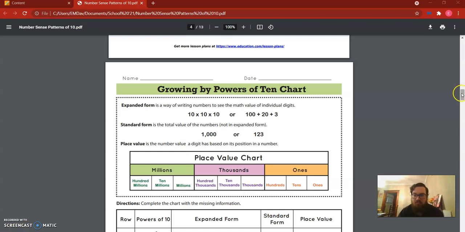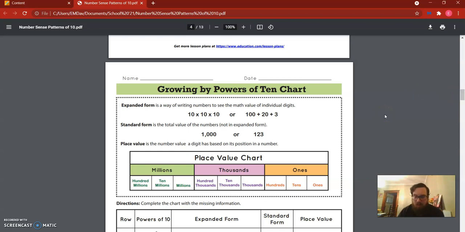Now, I'll give you a moment here to complete your T-charts. Once you are done with them, please look to the board at the front of the room here. I have a small growing by powers of 10 chart for you all to view. All right, is everybody done? Everybody has their T-charts filled in? Make sure you get your names at the top of those as well, please.